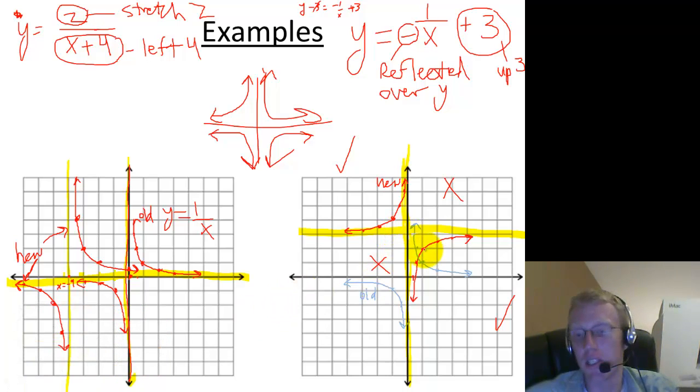And as you can see, it got moved up 3, and it got reflected. So it switched which side it's on, and it moved up. And that's it. I mean, that's all there is to these. You want to be able to notice what the different changes are. So stretching and shrinking, reflecting, and shifting left and right and up and down.